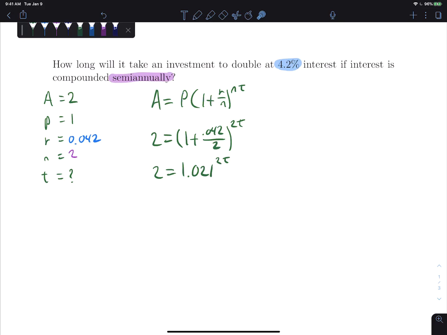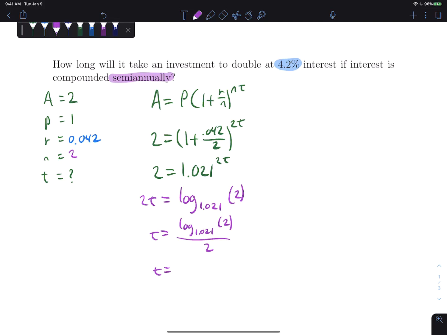In order to solve this, we want to use a logarithm. So let's go ahead and convert this into a logarithm. And notice that our variable is in the exponent, so let's go ahead and get that one by itself. So that makes 2t equal to log base 1.021 of 2. And then to get the t by itself, just divide by 2. So t equals log base 1.021 of 2 all over 2. And believe it or not, that's pretty much it.